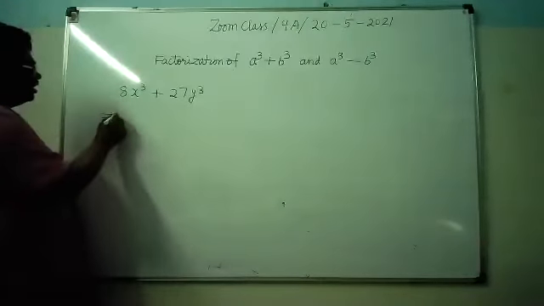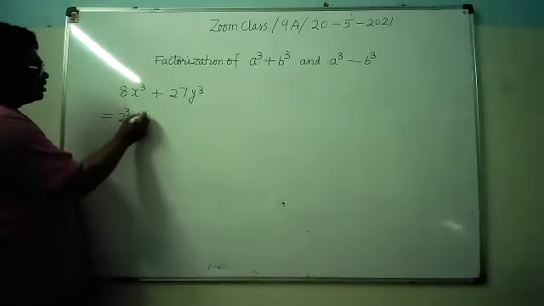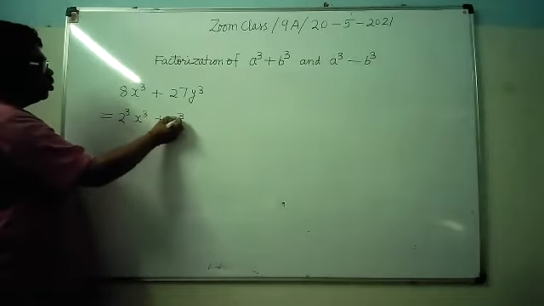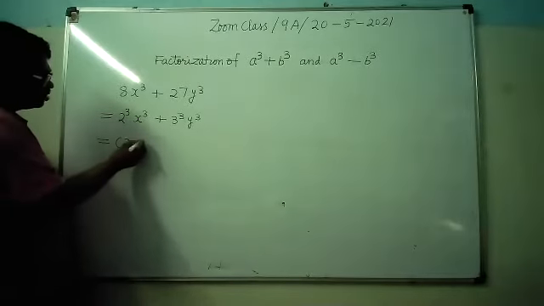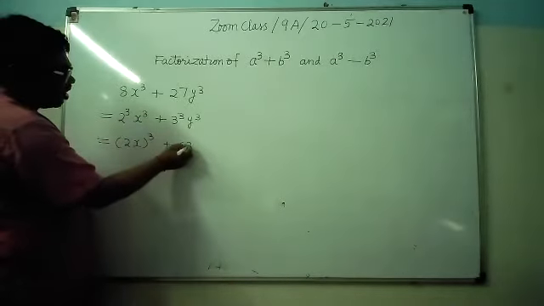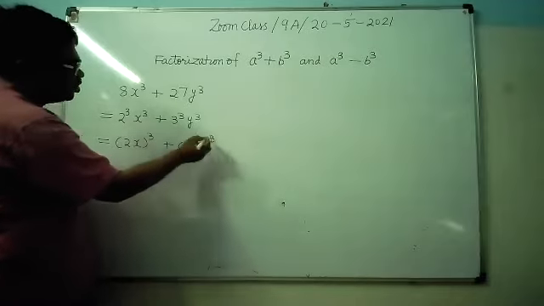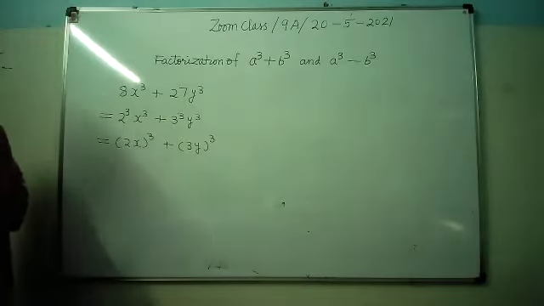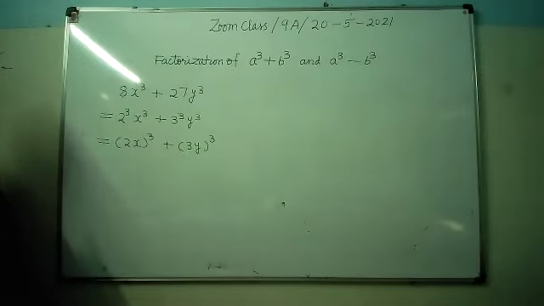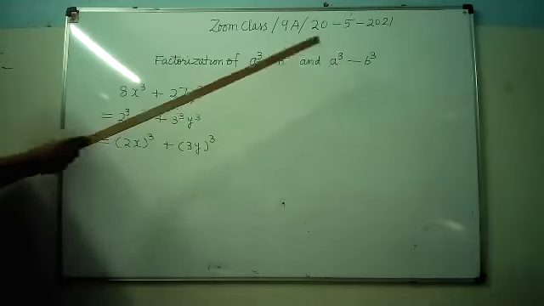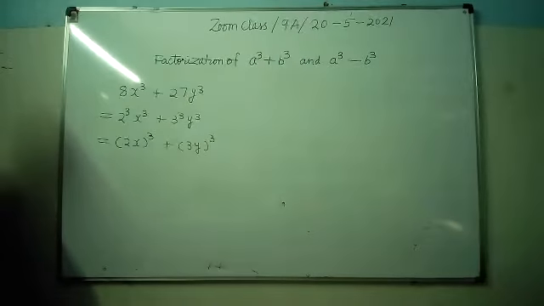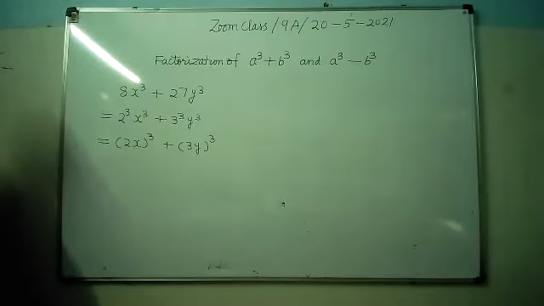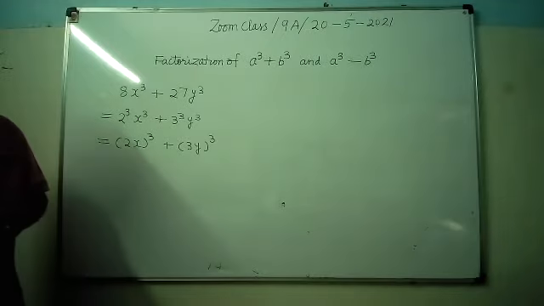So what can you write? This you can write 2 cube x cube. This is 3 cube y cube. It's clear? Means this is 2x whole cube plus 3y whole cube. Now it is of which form? Of this form or of this form? It is of the form a cube plus b cube.